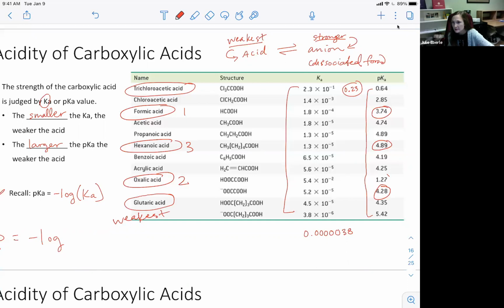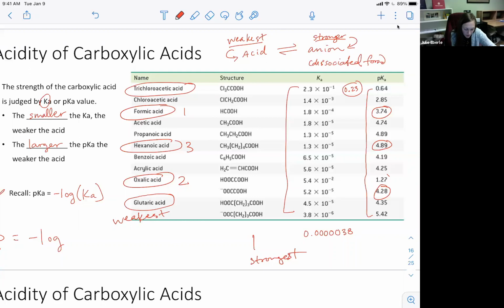Anybody have a guess? Is formic acid the strongest? Formic acid will be the strongest. So we'll put it at the end. That's the strongest. Which one will be the weakest?